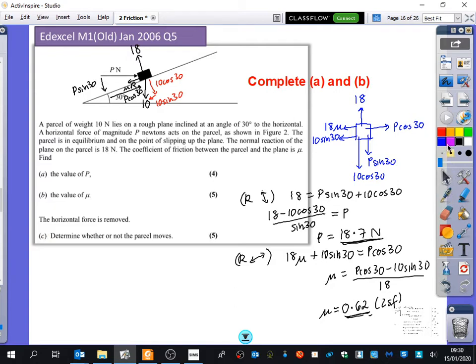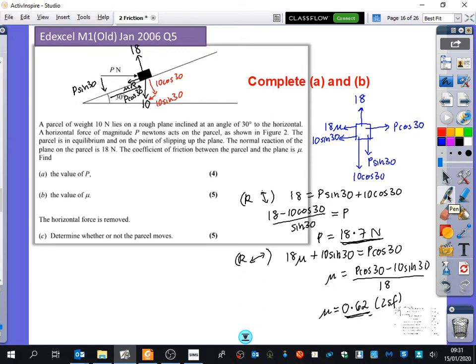Just wanted to quickly say what we did in this first part of the question. It was one of those very standard kinds of questions where they said it's in limiting equilibrium, about to slip up the plane, hence us putting the friction going down. They told us what the normal reaction was and what the weight was. If you put G in there, obviously you've made a mistake, because that would have been if they told you the maths. And we've worked out the value of P and we've worked out the value of mu just by doing those different things of resolving that we've got here.